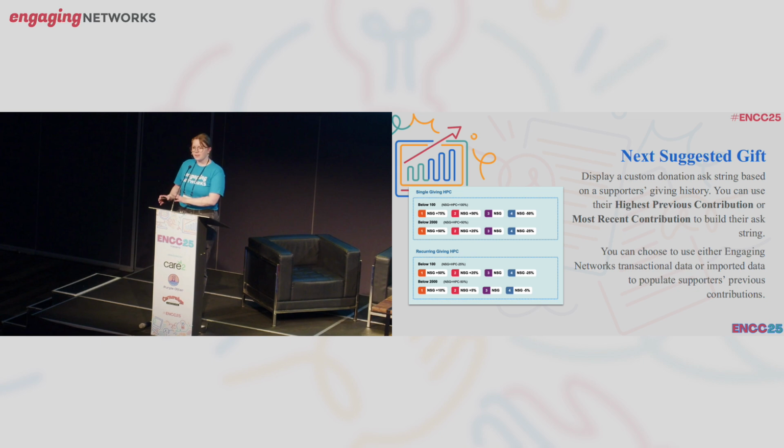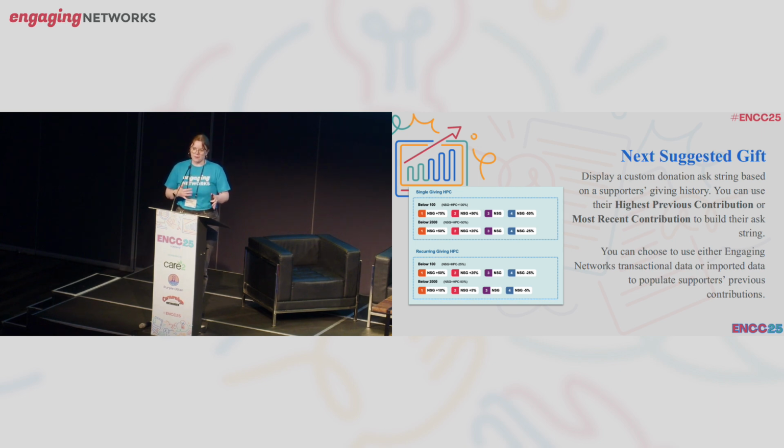The next fundraising feature I want to talk about is a feature built into Engaging Networks called Next Suggested Gift. What this does is it allows you to display a custom donation ask string based on a supporter's giving history with your organization. You can choose to either use their highest previous contribution, which I'll call HPC, or their most recent contribution, which I'll call MRC, to build their ask string.